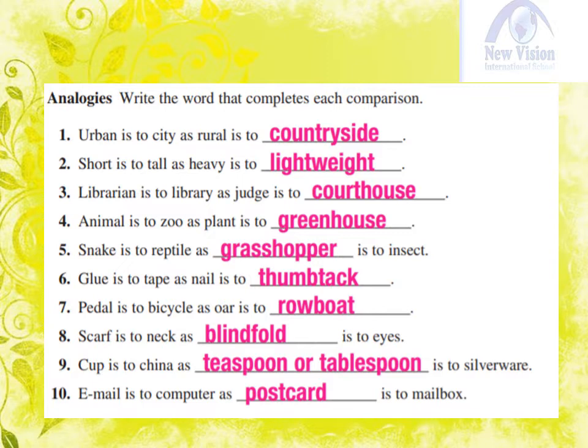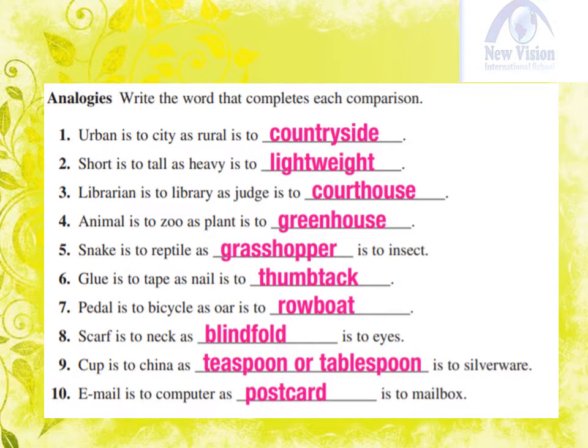Number 2. Short is to tall as heavy is to lightweight. 3. Librarian is to library as judge is to courthouse. 4. Animal is to zoo as plant is to greenhouse. 5. Snake is to reptile as grasshopper is to insect. 6. Glue is to tape as nail is to thumbtack.